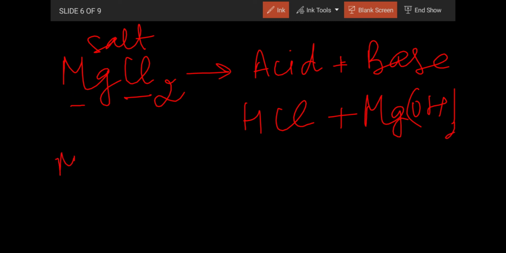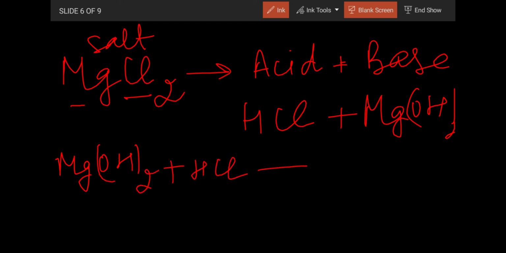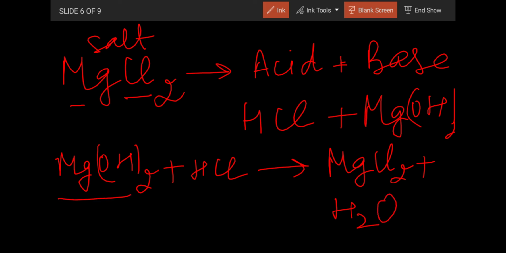Now we'll write again Mg(OH)2 plus HCl gives rise to MgCl2 plus water. This was the reaction. So this is the acid and this is the base.